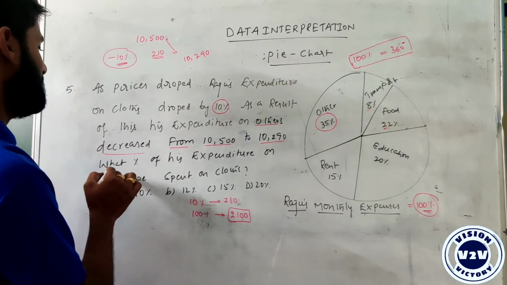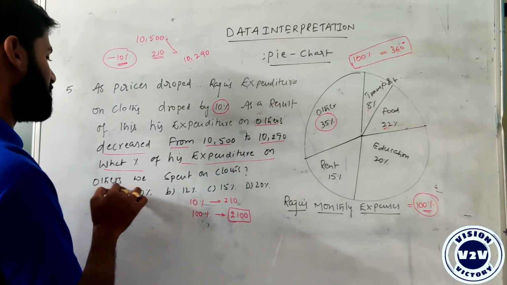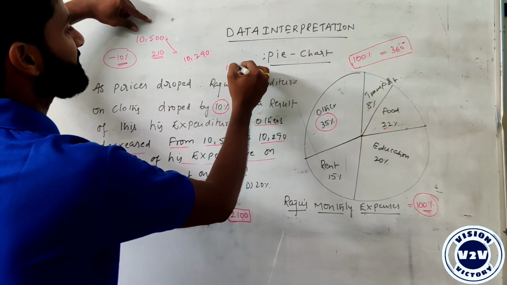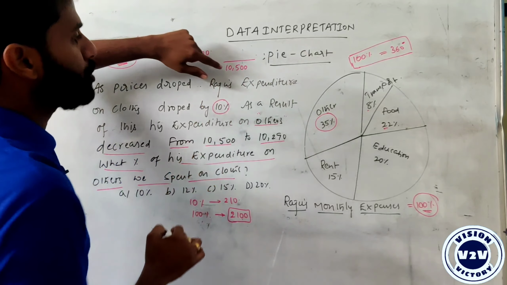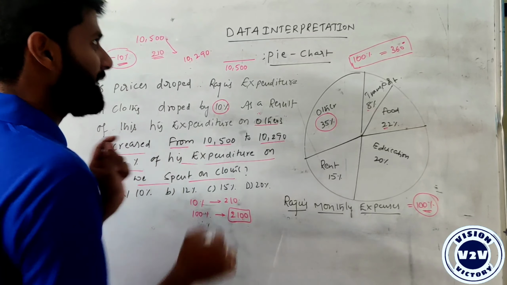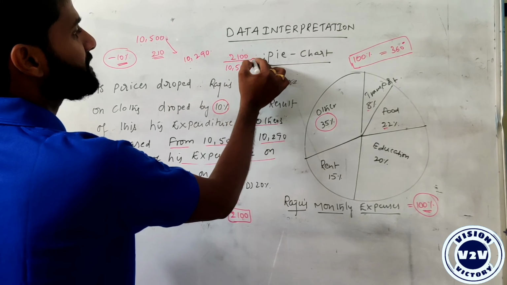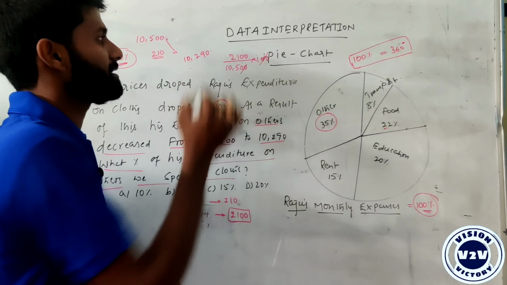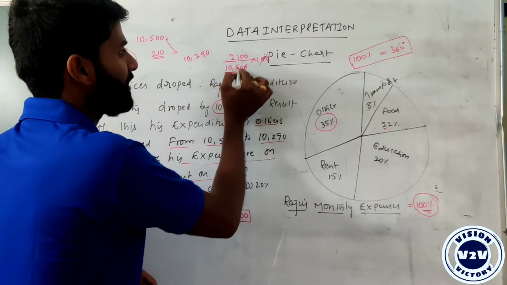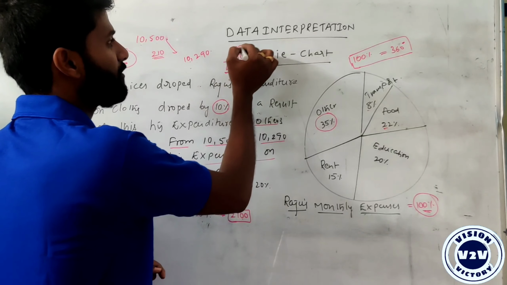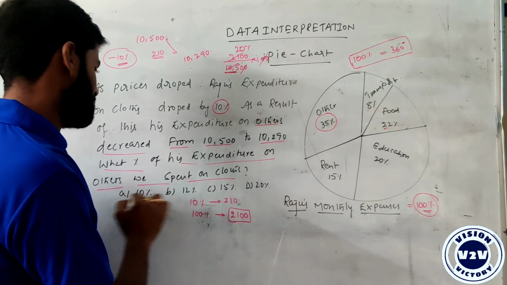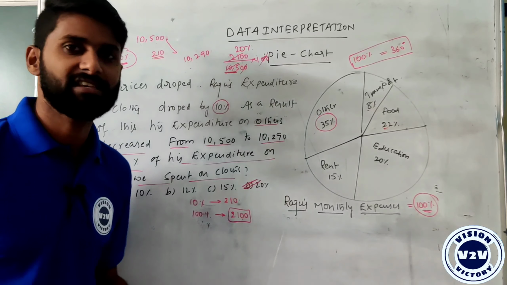Here my question: then what percentage of his expenditure on others was spent on clothes? See, the total expenditure on others is equal to 10,500. Out of 10,500, he spent only 2,100 rupees on clothes. Then we go to cancellation. The zeros cancel. 105 2s are 210, and we have one more 0. So he spent on clothes exactly 20% of others. So the answer is 20%.